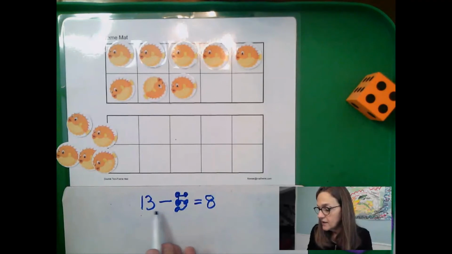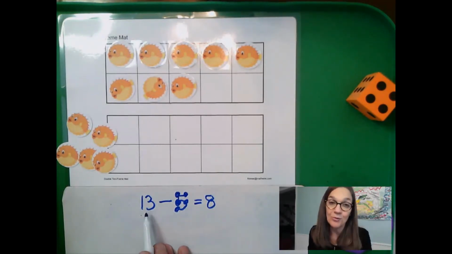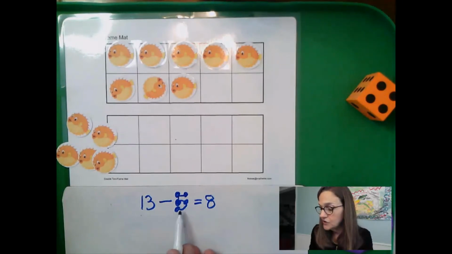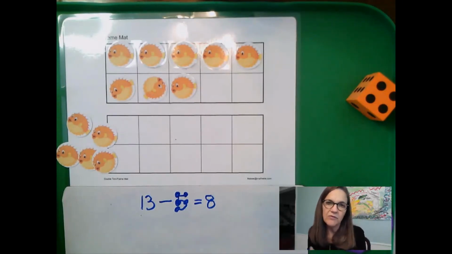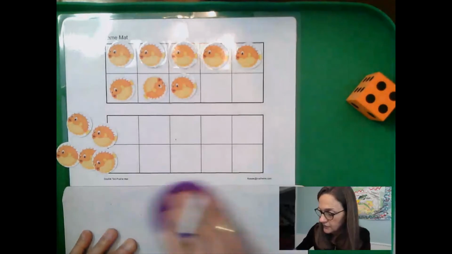So you can't take away 8 from 5, and you can't take away 5 from 3. So we couldn't just do the ones place here and move the 10 over. That wouldn't work for us, okay?